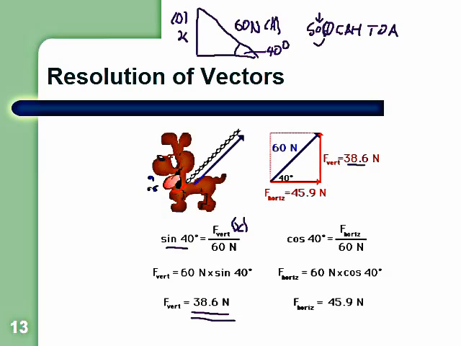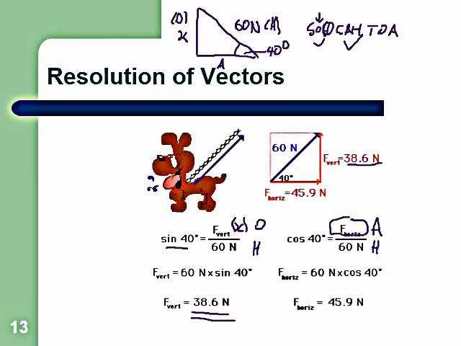Okay, so that gives us that value there. So then how do we get 45.9? Well, we know that we want to find the adjacent, which is up here, right? We know the hypotenuse, so we use cosine this time. The cosine of 40 is the horizontal component that we're trying to find, divided by 60, because we know that is the hypotenuse, so it's adjacent over hypotenuse, where that was opposite over hypotenuse, okay?